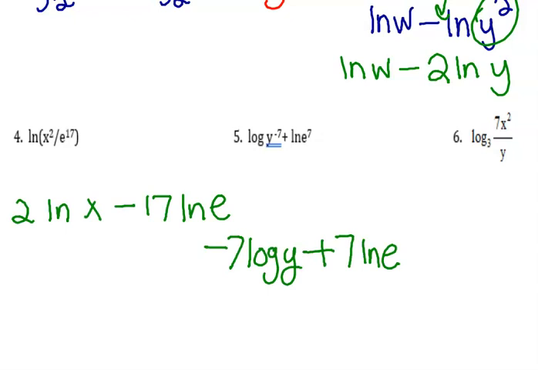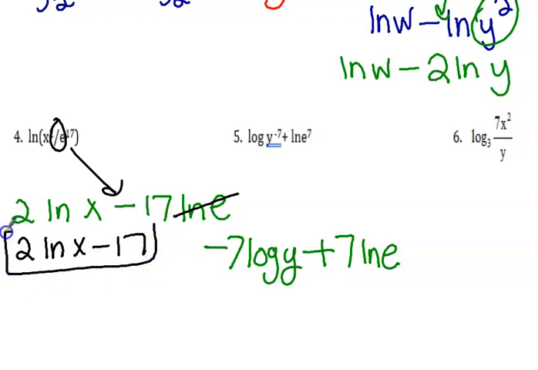All right, so for number 4, I split them up because it's a division problem. That means subtraction. I brought the 17 in front. And if you notice, I have ln and then the e. So those actually cancel each other out. So my final answer is 2 ln x minus 17. Or natural log if you want to get fancy. All right, this one, I brought the -7 in front. And we also notice these two cancel out. So -7 log y plus 7.